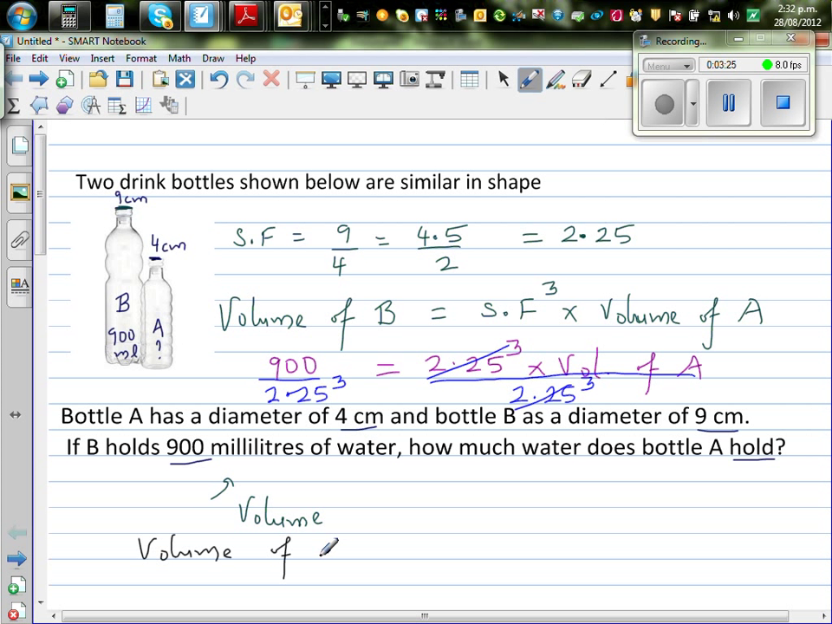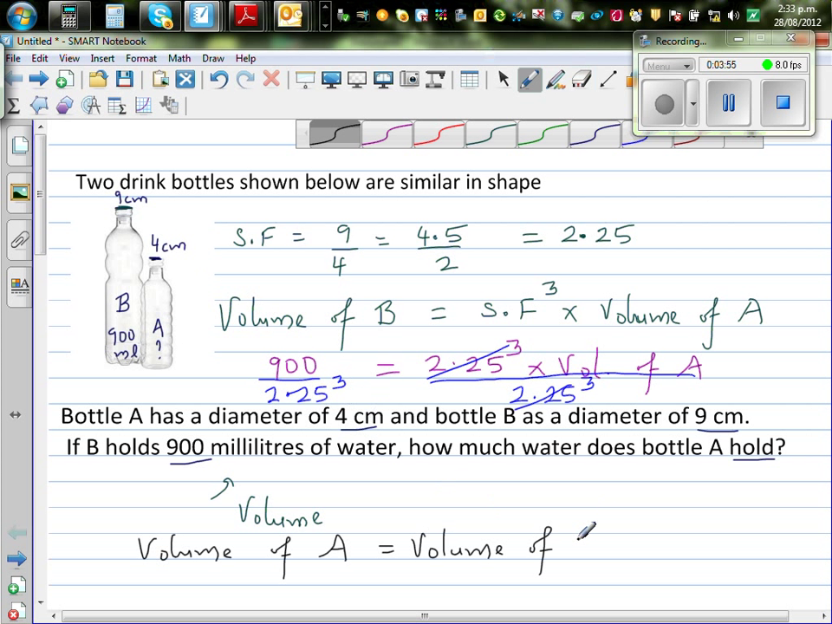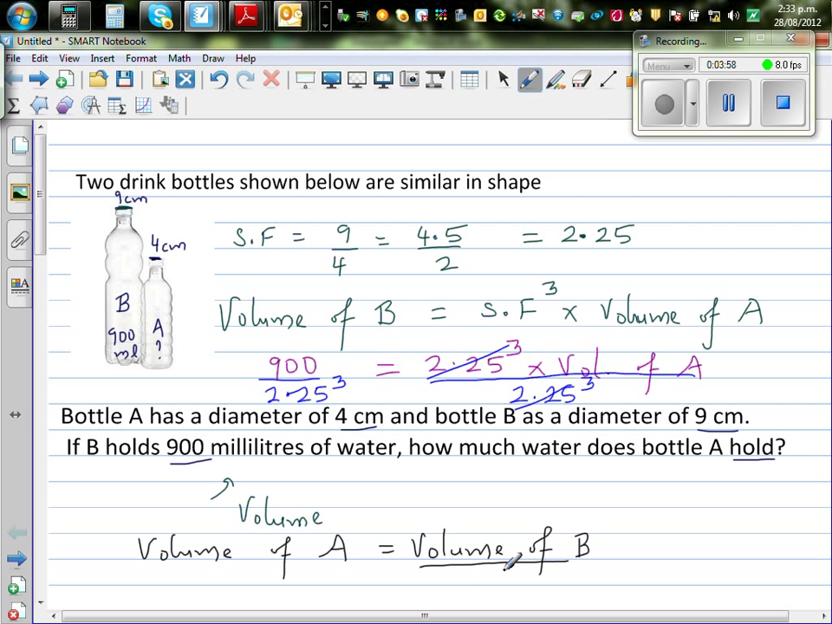Volume of A. You can also remember it like this: if you want to find the volume of the smaller shape, you divide the volume of the bigger shape, the volume of B, by the scale factor cubed. So this is 900 divided by 2.25 cubed.